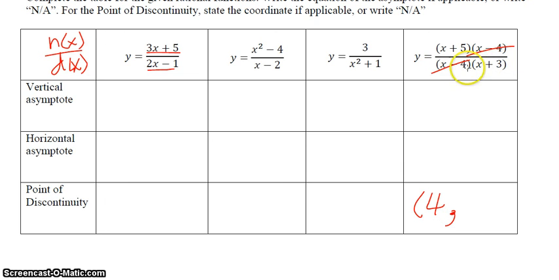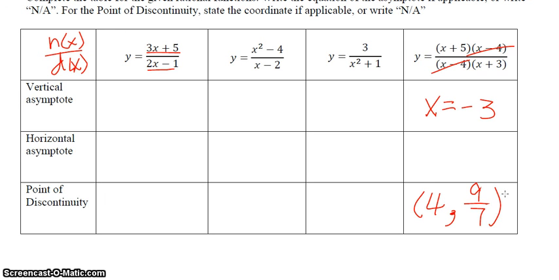So the restriction here, 4 and -3, the -3 remains a vertical asymptote. However, the 4 becomes a point of discontinuity. And then you plug a 4 into the x here. 4 plus 5 is 9. 4 plus 3 is 7. So it will be 9 over 7. That will be your point.